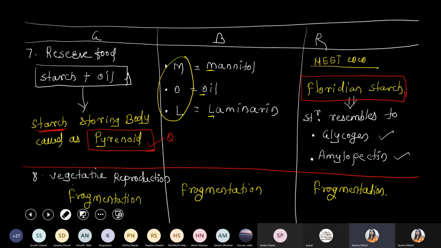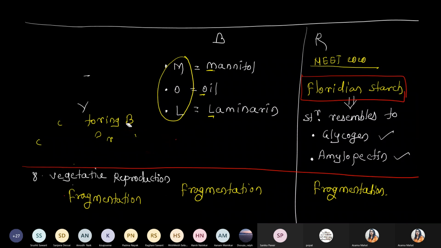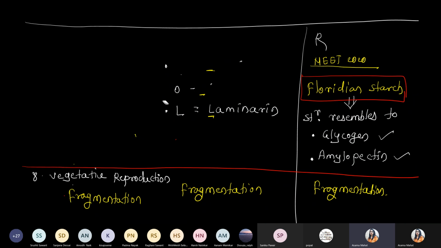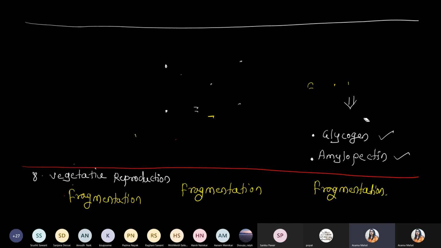Got it? Is this point clear, everyone? Yes or no? Very easy point. That is fragmentation, which is common in all. Where something is common, a question is not made from there. Remember this thing: questions always come where you have to recall that sentence, where there should be some variation, some special condition. Maximum times the question comes from that area.